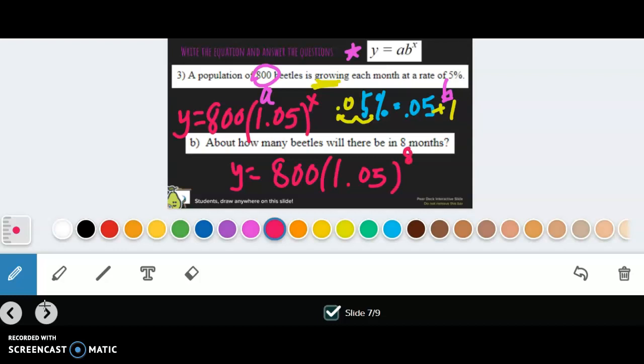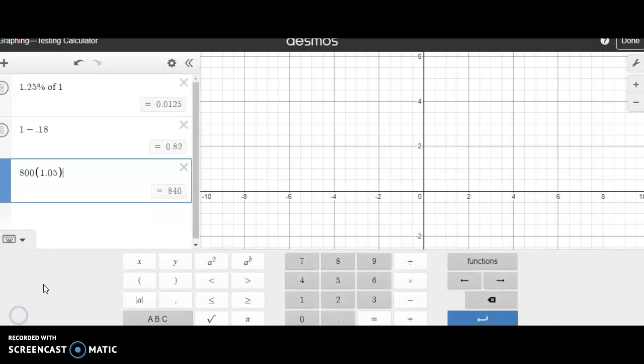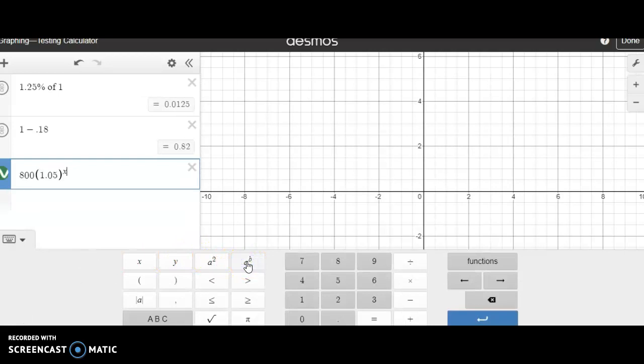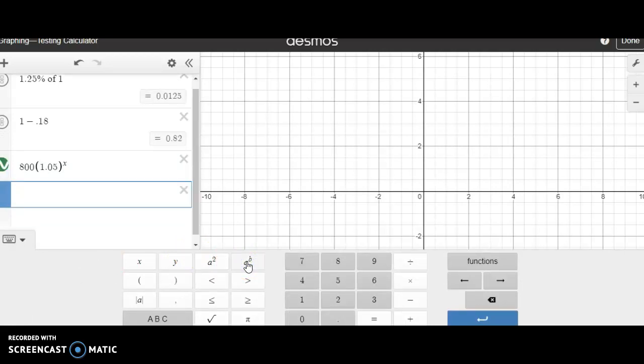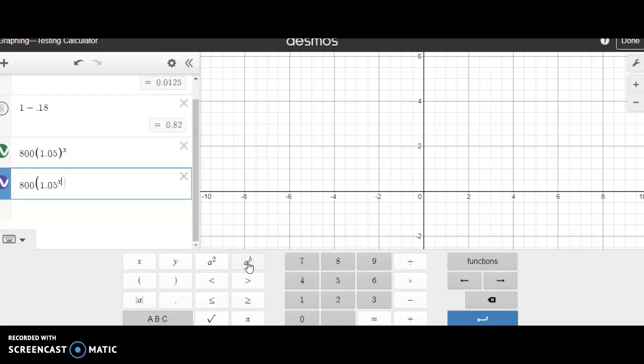And so now we're going to go to Desmos. I don't think we can do that in our head. So I'm going to take my 800. I don't have to do the Y equals part. I'm going to do 800 times 1.05. Let's do it on the outside, we'll try it both ways and see. To the X. That did not work. So now we see that we're going to have to do the X with the 1.05. Good thing I figured this out. And that's probably why it didn't work, I didn't put 8.